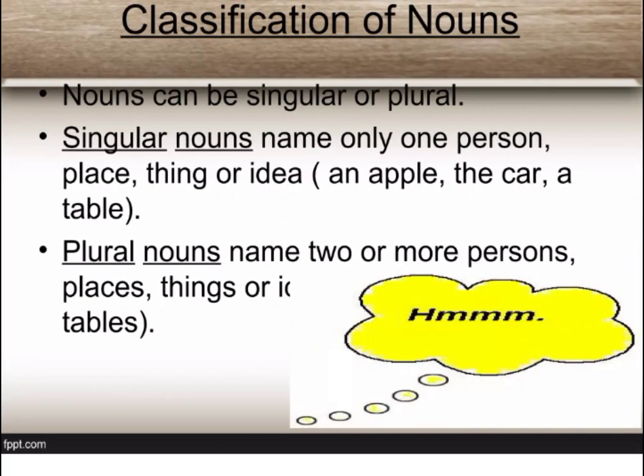Classification of nouns. Nouns can be singular or plural. Singular nouns name only one person, place, thing, or idea: an apple, the car, a table. Plural nouns name two or more persons, places, things, or ideas.